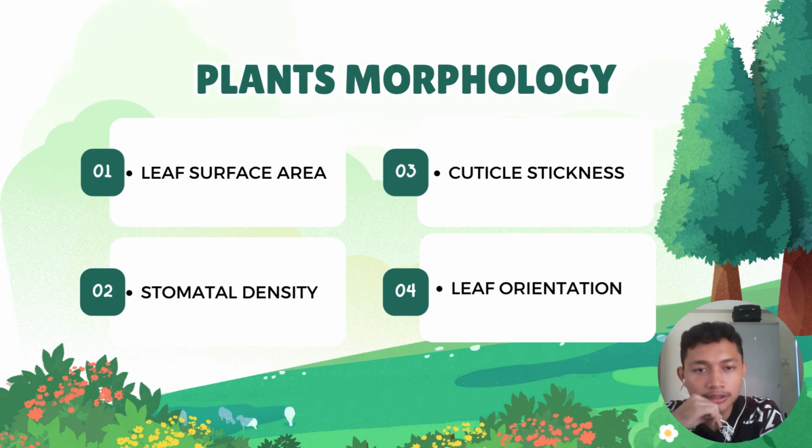Number three is cuticle thickness. A thicker cuticle reduces water loss by acting as a barrier to evaporation. The last one is leaf orientation. Leaves oriented vertically or with reduced exposure to sunlight minimize transpiration.